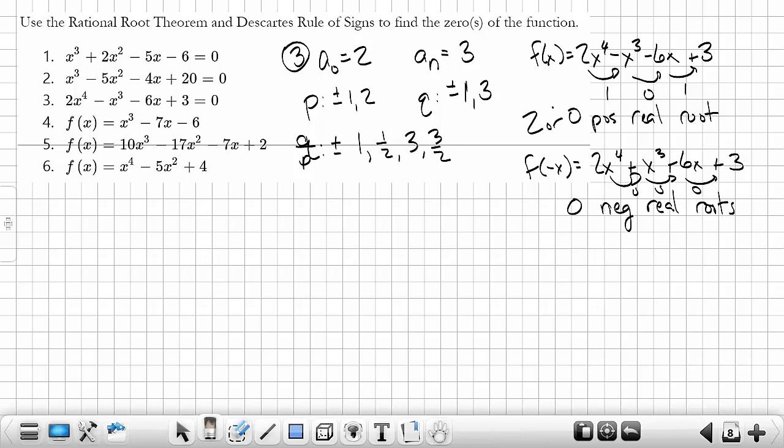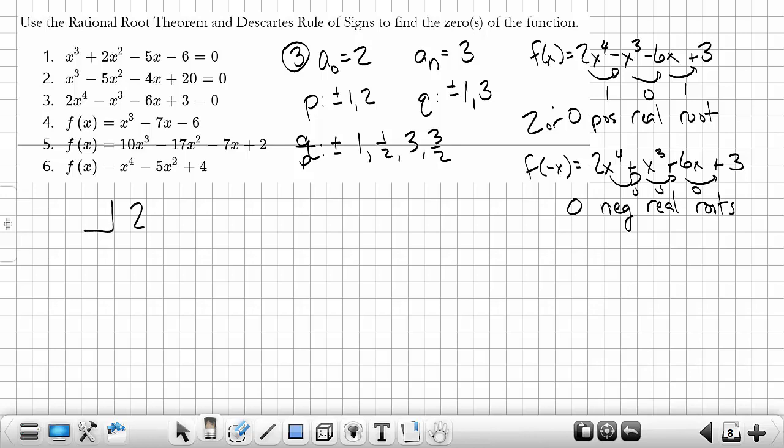That means there are 2 or 4 imaginary roots on this one. Just want you guys to keep that in your head. 2 or 4 imaginary roots. We're only looking for the real ones right now. So let's go ahead and try to find our 2 positives if they exist on number 3.